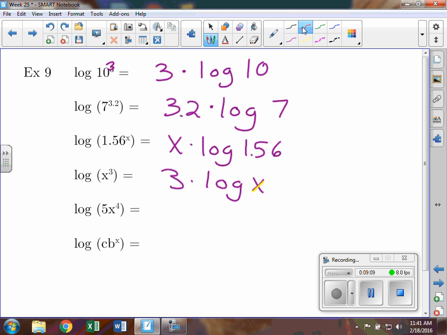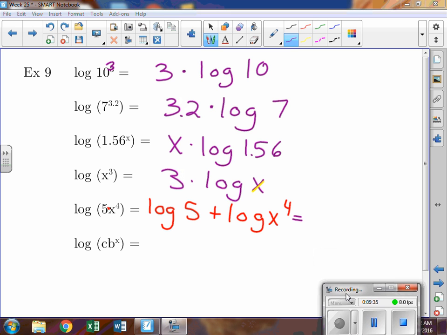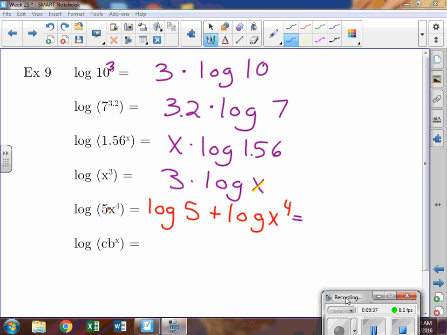Instead, we would have to do this in 2 stages. The first stage is to split up the multiplication, 5 times x to the 4th, and have 2 separate logarithms. After splitting up the 2 logarithms, then it's acceptable to apply this power rule, giving us logarithm of 5 plus 4 times the logarithm of x.